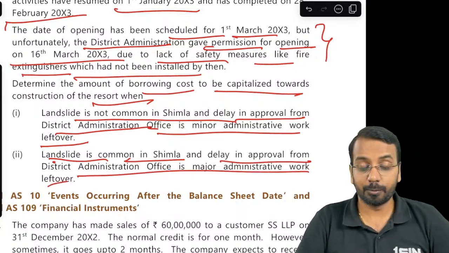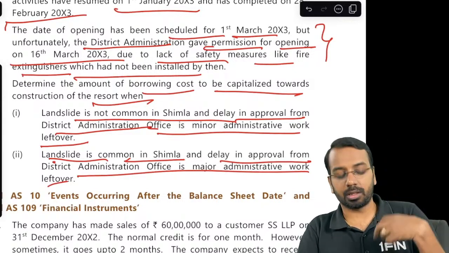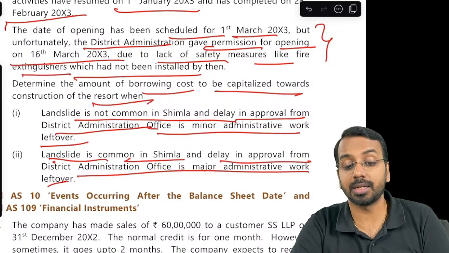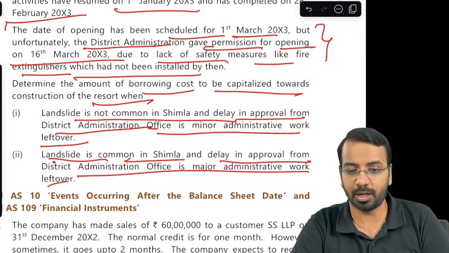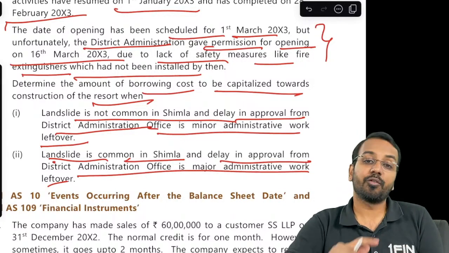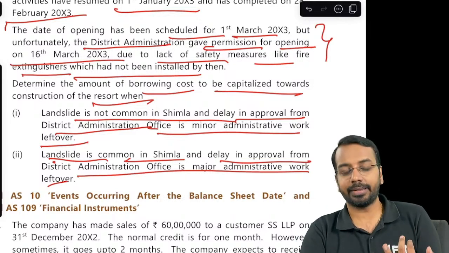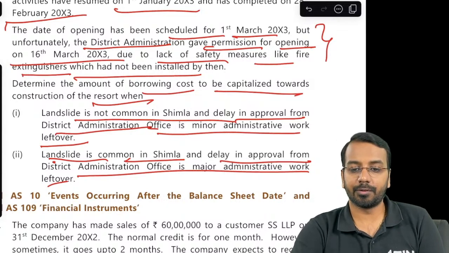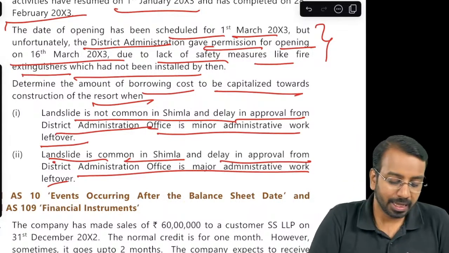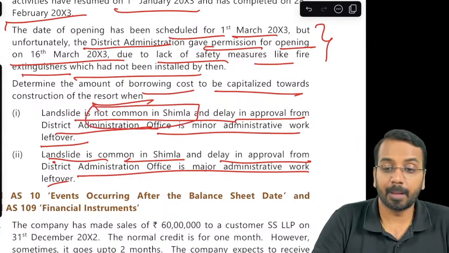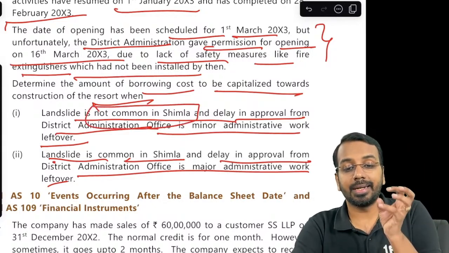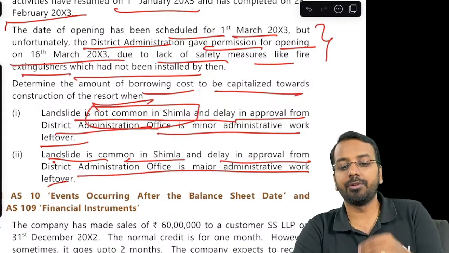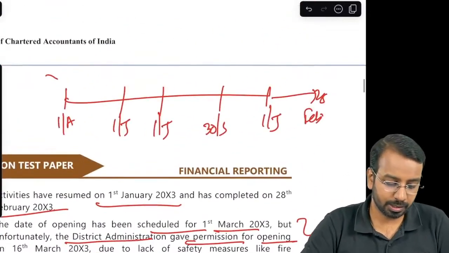So what do we know? If the project is substantially completed, then we have to stop; there is a cessation of capitalization, what we call, right? So to capitalize, we need to incur expenditure for the asset, we need to incur the borrowing cost, and we have to undertake necessary activities. Now, if landslide is not common in Shimla, then whatever is the interruption during the construction period, for that part we will not capitalize the borrowing cost. Meaning to say, just see this.